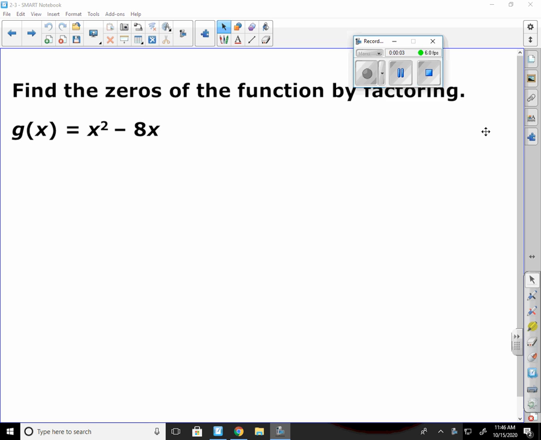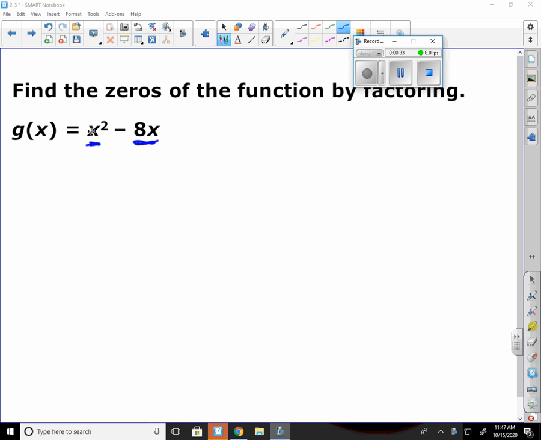It's important to remember that there are times whenever we factor and set our zeros where we're not going to have a full trinomial. Cases like this. Here I have a linear term, the minus 8x, and a quadratic term, the x squared, but I don't have a constant on the end. In cases like this, it's important to look for what these two terms have in common.